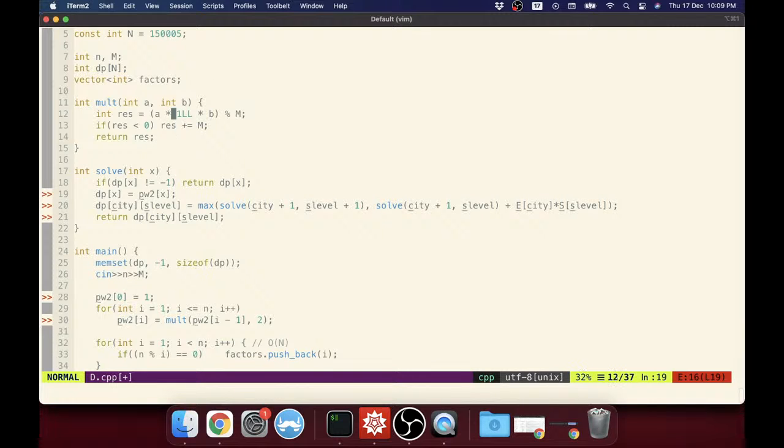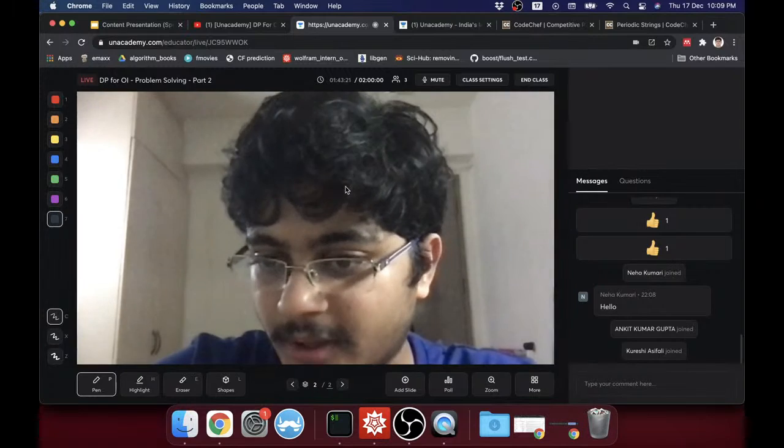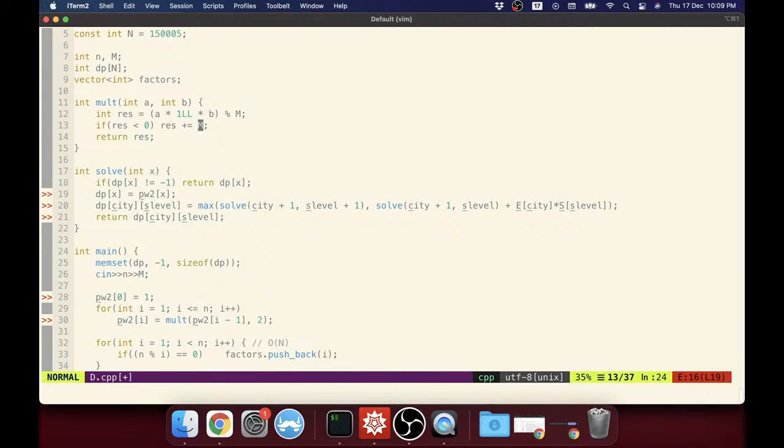Notice I have these few tricks. Here I multiplied with 1LL, which means 1 long. So if a and b are integers, this ensures that this entire thing is typecasted to a long, then taken the modulo. And because the modulo is an integer, this entire thing is small enough to be an integer. And when it's an integer, you just assign it to the result. If the result is negative, which is possible, then you add the modulo to it and then you return.